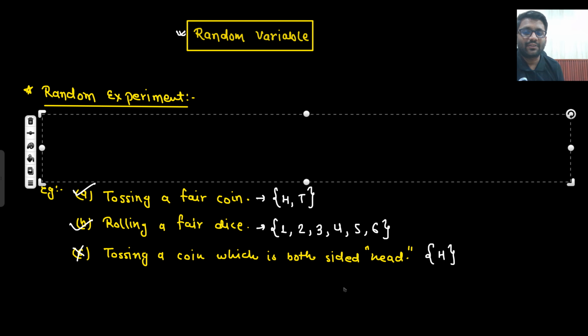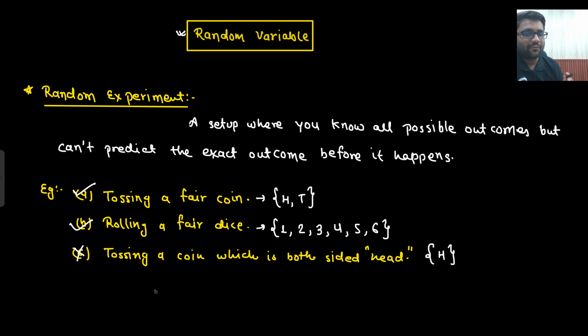So what is the definition of a random experiment? A setup where you know all possible outcomes, but you can't predict the exact outcome before it happens. Here you know that either head will come or tail will come. Either 1 or 2 or 3 or 4 or 5 or 6 will come, but you don't know what exactly the number would be. So this is the meaning of random experiment. A very simple definition, right?